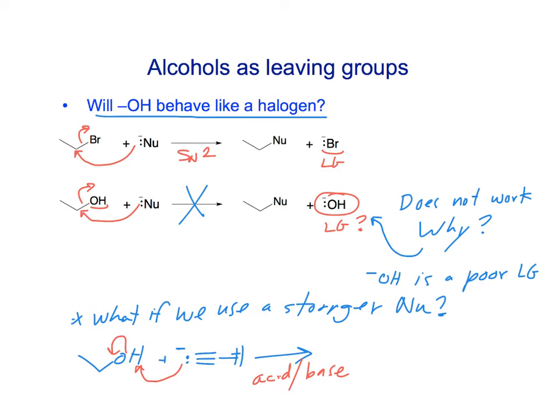So we have two problems. One, if we have a nucleophile that's too weak, it isn't strong enough to displace the poor leaving group hydroxide. If the nucleophile is too strong, it becomes too basic and it just does acid-base chemistry. So we have to find a way around this.